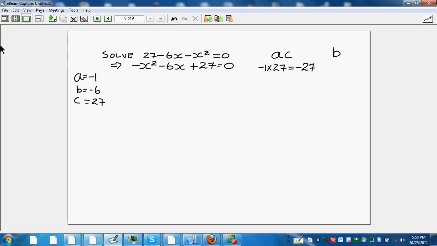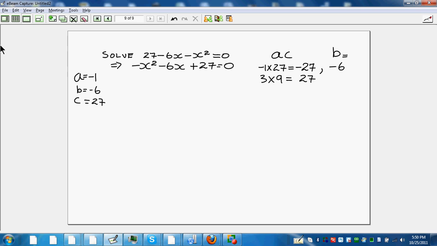And b, we said, was minus 6. So we have to find the factors of minus 27 that, when added together, give us minus 6. So very quickly, we could see that 3 multiplied by 9 is 27. So I'll write that down. 3 by 9 is equal to 27. Now, we don't want 27, we want minus 27.